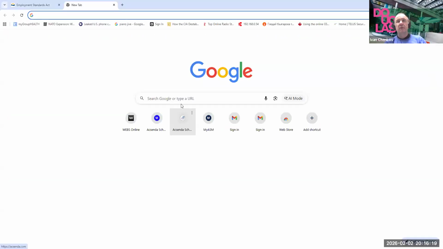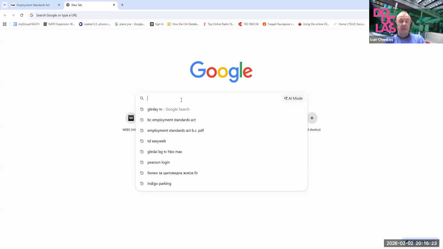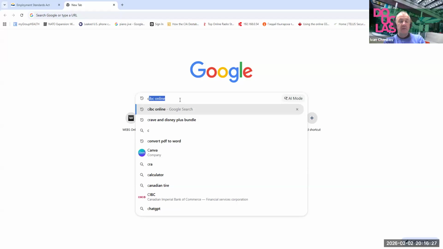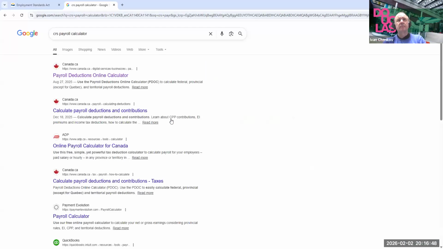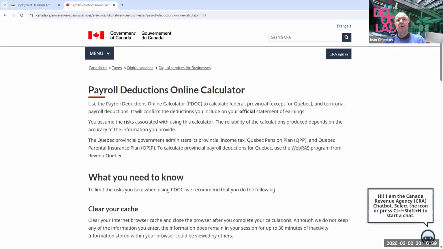So how are we going to do this? Again, I'm going to go back to the BC Employment Standards Act screen. And from here, I'm going to open a new search engine and I'm going to search for Canada Revenue Agency payroll calculator. And then you're going to see this online calculator. Once you click on the online calculator, you're going to see this.